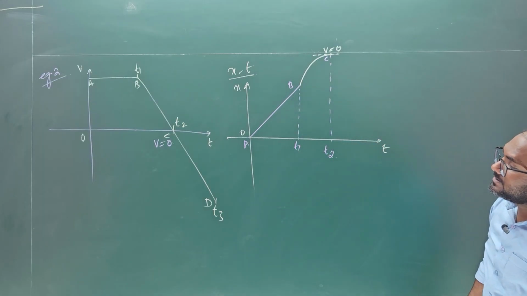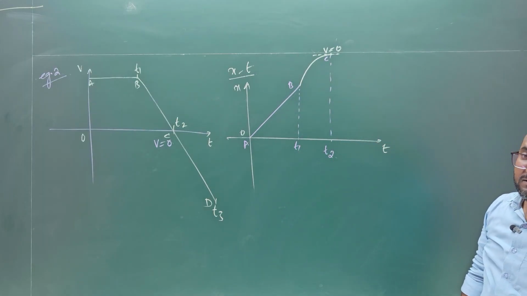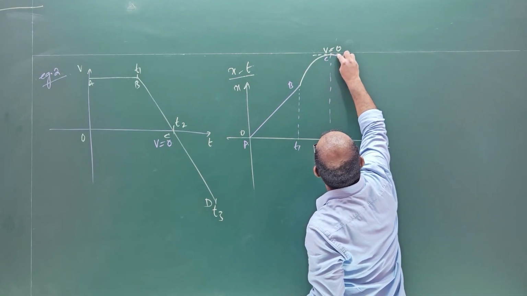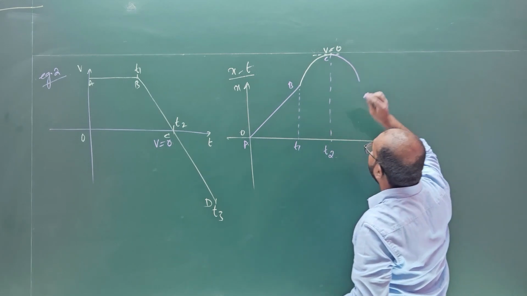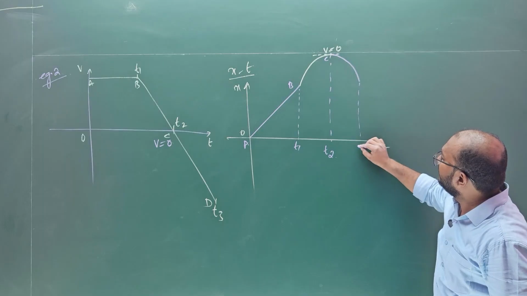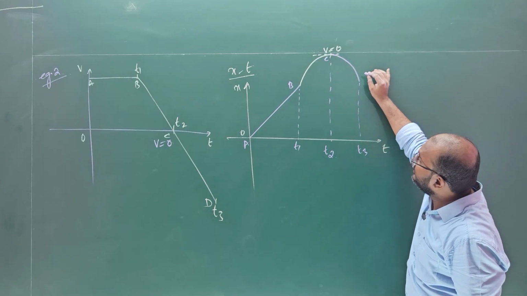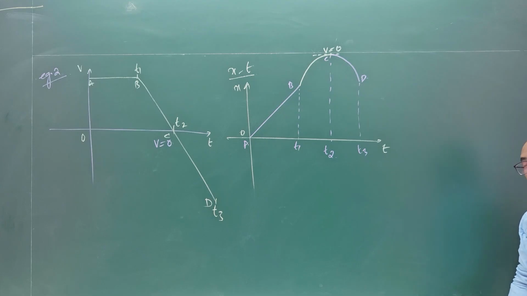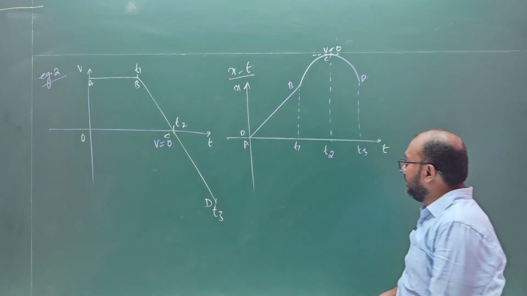Similarly, then C to D, velocity is increasing. But increasing in which direction? Negative direction. So can I continue this like this? Yes or no? Yes. So this is happening at T3. This is point D. How many of you got this answer? Yes, excellent, very good. Let's see a-t.